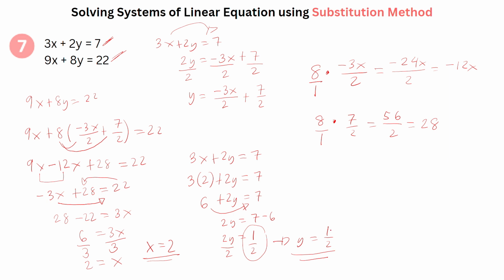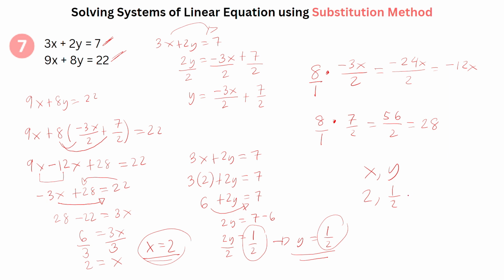But our answer now would be what? Again, x comma y. What's the value of x? The value of x is 2. So 2 comma. The value of y is 1 half. So 2 comma 1 half. This is the solution. Okay. I hope you still get it.